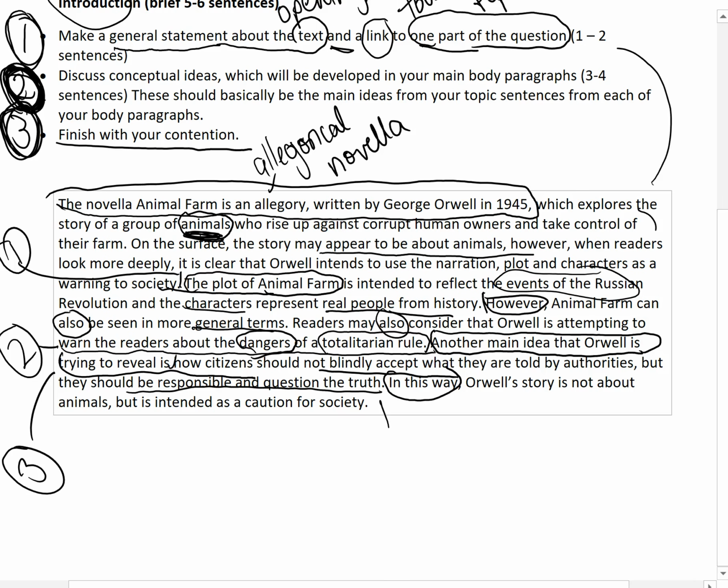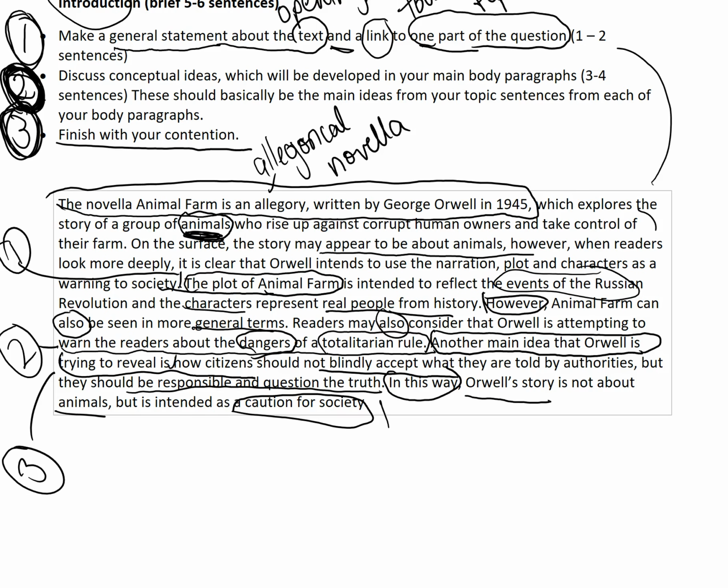Some people like hence, therefore, ultimately, although ultimately tends to be a word that you use in your conclusion, but you know, something like that, a linking phrase. And Orwell's story is not about animals, but is indeed intended as a caution for society. So a general caution, that would be this student's main idea. So that's basically what you do.